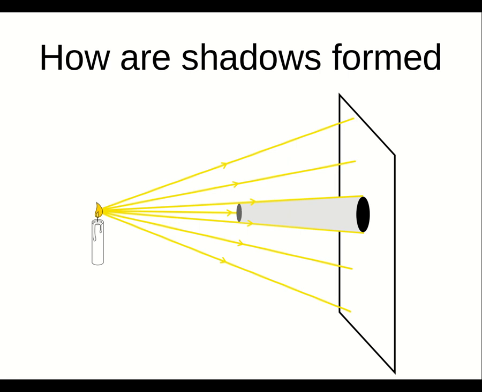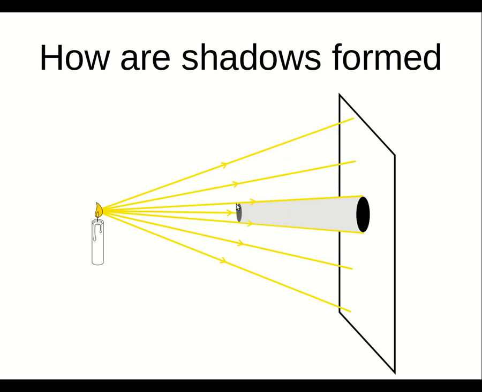Final part for this lesson then, how are shadows formed? We've seen that light is emitted from luminous objects. I've got in this case a candle. It's emitting rays of light in all directions, but I've only drawn a few that are going to be meeting the screen. Over on the right hand side we've got a screen, maybe a piece of paper. Candle, rays of light are hitting that, illuminating it.